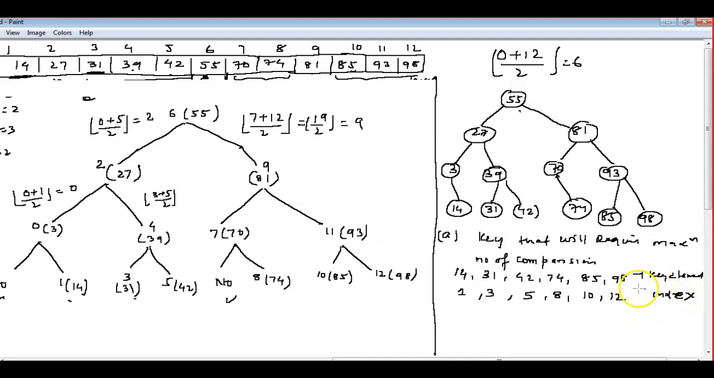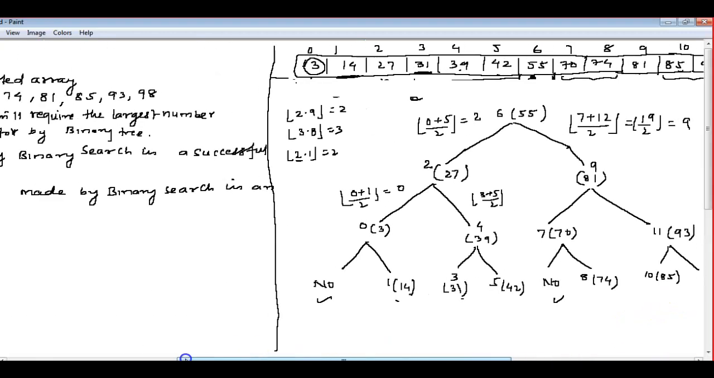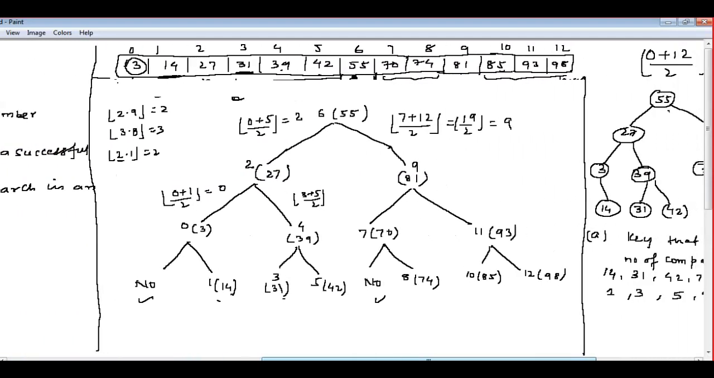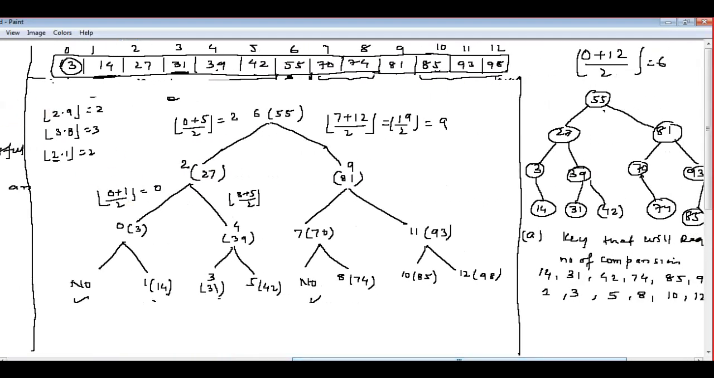Now the second question. Second question is given here. Average number of key comparisons made by the binary search tree in a successful search in this array. So see here what you have to do here. I will write it here. This one I will delete.